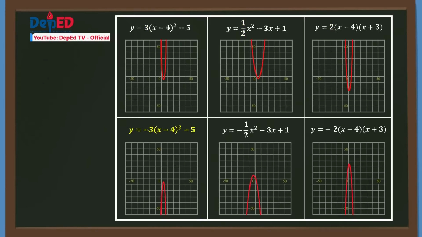Now, in the equations y equals negative 3 multiplied by the square of x minus 4, minus 5, y equals negative 1/2 x squared minus 3x plus 1, and y equals negative 2 times the binomial x minus 4 times the binomial x plus 3, the leading coefficients or the values of a are negative 3, negative 1/2, and negative 2 respectively. They are all negative, hence the direction of the opening of the parabola is downward.